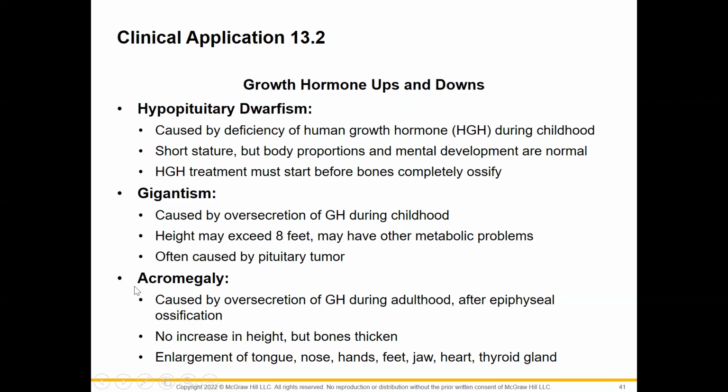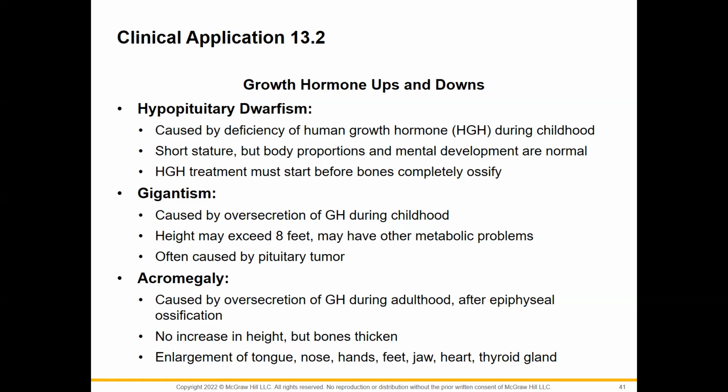Acromegaly is caused by the oversecretion of growth hormone, but the difference is that it occurs during adulthood. So you know that adulthood is defined by, at least in part, there being no more growth in height. So if this person has an increase in secretion of growth hormone after their growth plates have closed, then those bones will be affected in different ways. Their body will be affected in different ways.